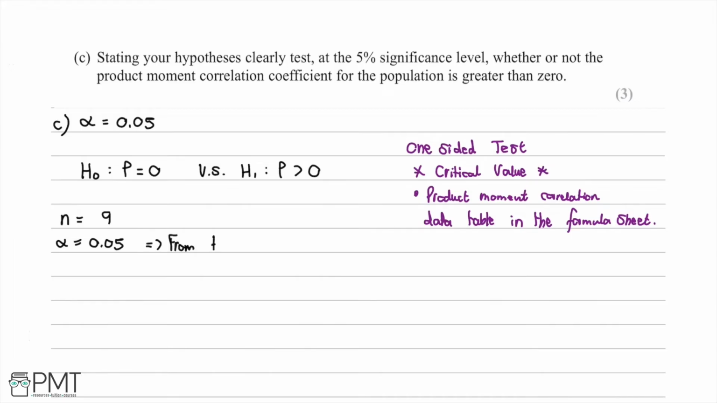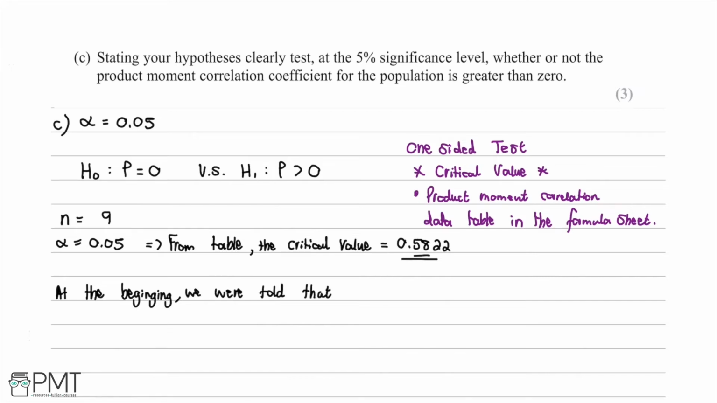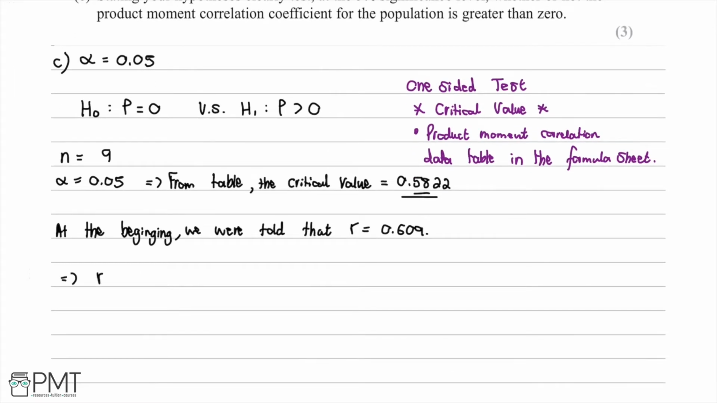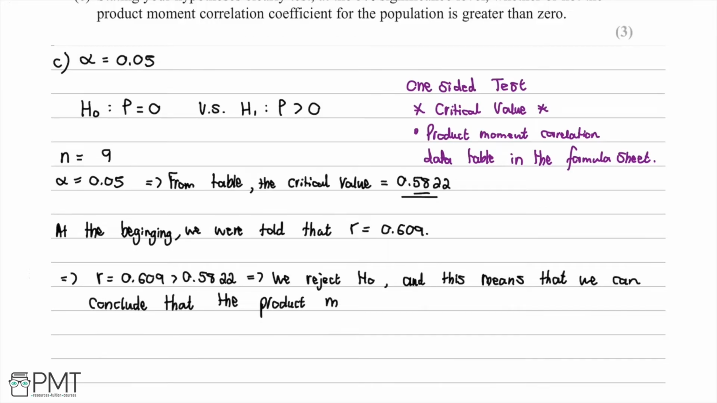So therefore, from the table, the critical value is going to be equal to 0.5822. Now what we need to do is compare our critical value to the coefficient which was given to us in the question. We were told at the beginning that r was equal to 0.609. So we have that r being equal to 0.609 is actually greater than our critical value of 0.5822. So for this reason, we reject H0, and this means that we can conclude that the product moment correlation coefficient is greater than 0.